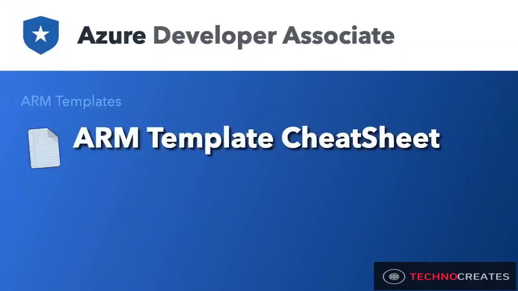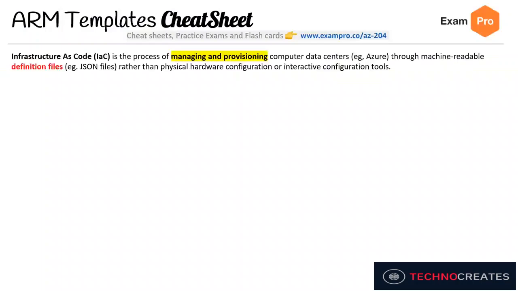Hey, this is Andrew Brown from Exam Pro, and we are looking at Azure Resource Manager templates, also known as ARM templates. So the thing we need to know is infrastructure as code. This is the process of managing and provisioning computer data centers through machine-readable definition files, such as JSON files, rather than physical hardware configuration or interactive configuration tools.